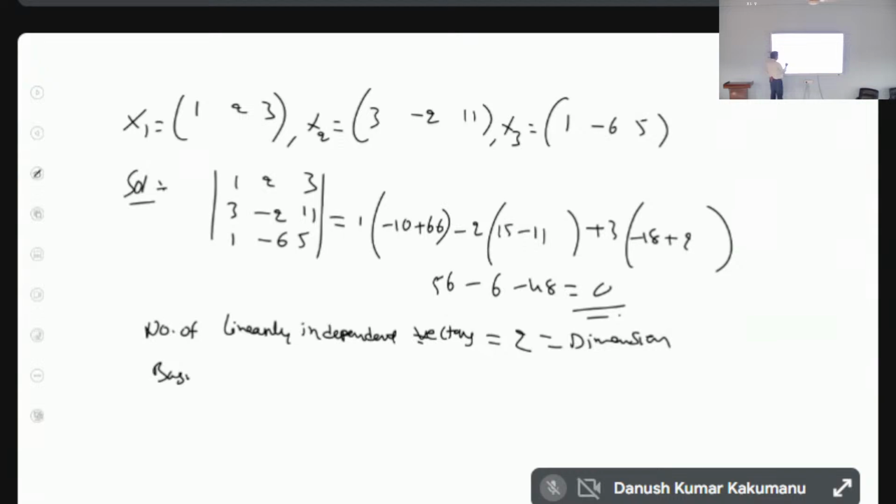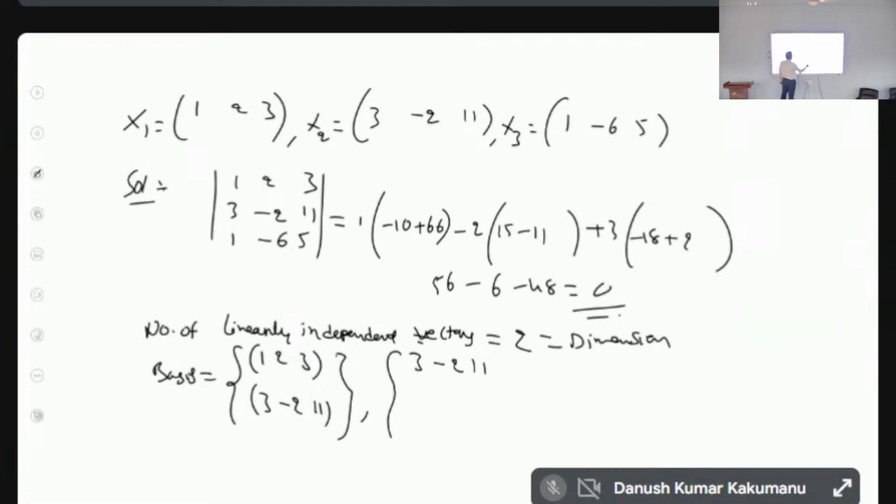What is the basis here? Basis is equal to a set of the linearly independent vectors: 1, 2, 3; 3, minus 2, 11; 1, minus 6, 5. 1, 2, 3 and 1, minus 6, 5. These are the bases. What is the basis? A set of linearly independent vectors. In the last question, 3 vectors were linearly independent. But in this question, 2 vectors are linearly independent. What is the answer? Dimension is 2. Basis is a set of 2 linearly independent vectors.